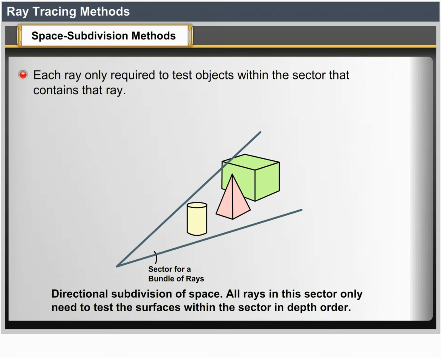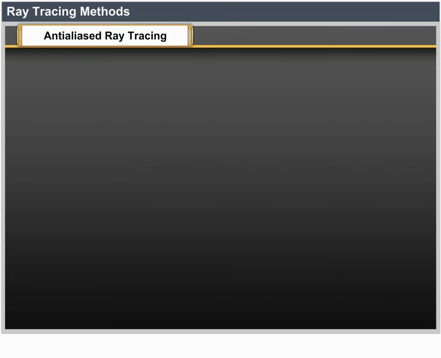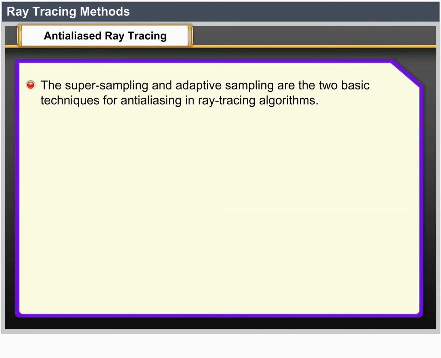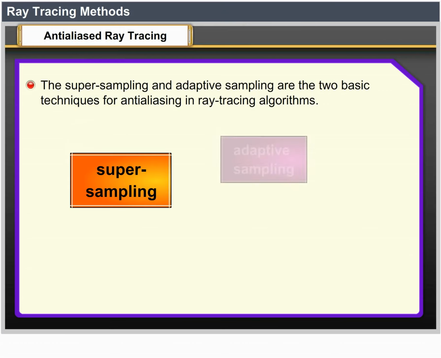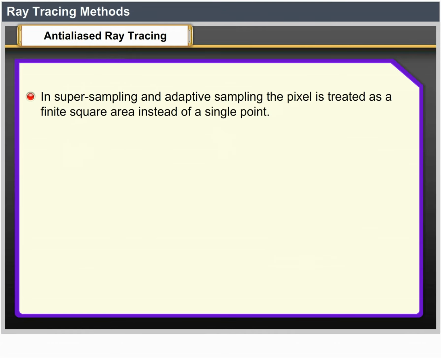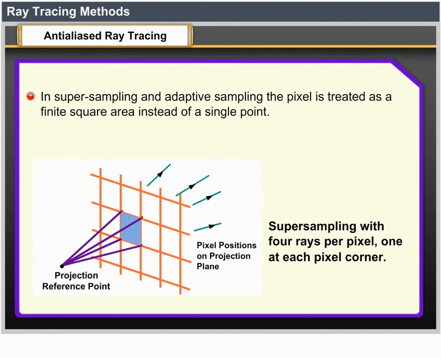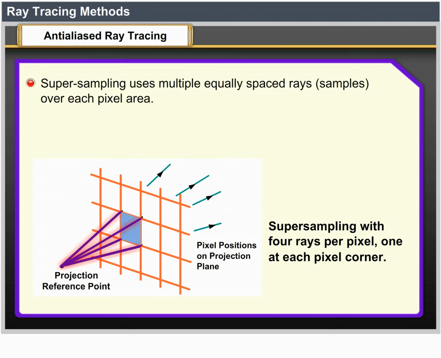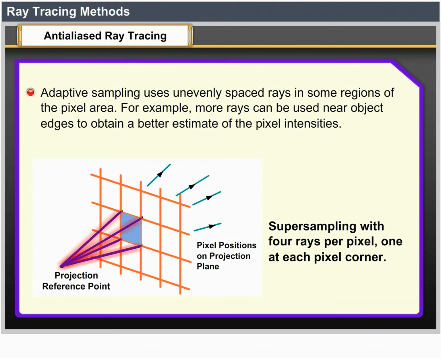Anti-aliased ray tracing. Two basic techniques for anti-aliasing in ray tracing algorithms are supersampling and adaptive sampling. In supersampling and adaptive sampling, the pixel is treated as a finite square area instead of a single point. Supersampling uses multiple evenly spaced ray samples over each pixel area. Adaptive sampling uses unevenly spaced rays in some regions of the pixel area. For example, more rays can be used near object edges to obtain a better estimate of the pixel intensities.